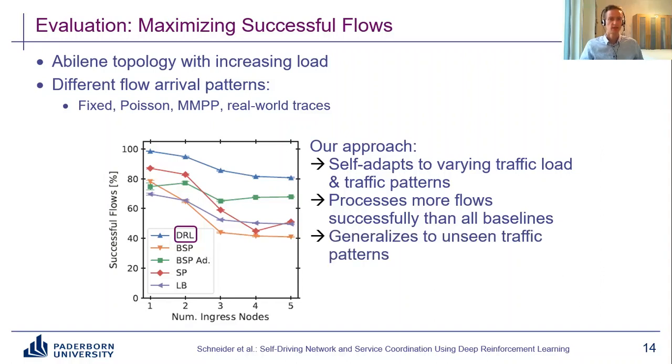We also checked and saw that our deep reinforcement learning approach generalizes to unseen traffic patterns. So we trained it on Poisson traffic, and then without retraining it, applied it to MMP and to fixed traffic, and it still worked, with slightly decreased performance, but still better than all of the other approaches, which is great because in practice, traffic patterns may change and our approach should still work while we, for example, retrain a new version that's specialized in a new traffic pattern.